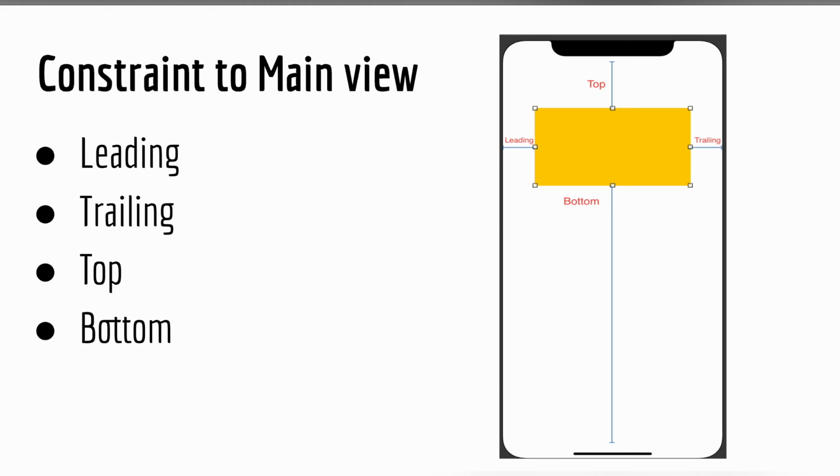So friends, the main auto layout part is leading, trailing, top and bottom. Let's suppose you have taken one view. You can set its left margin, right margin, top margin and bottom margin. Left margin is called leading, right margin is called trailing, same with top and bottom. It defines your view's position with the main view.